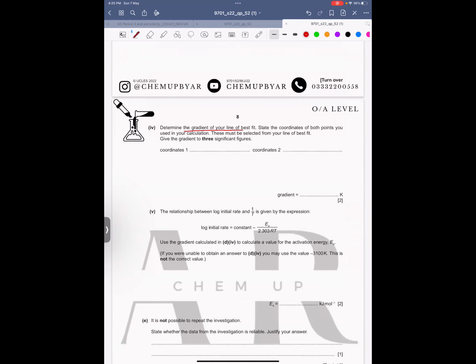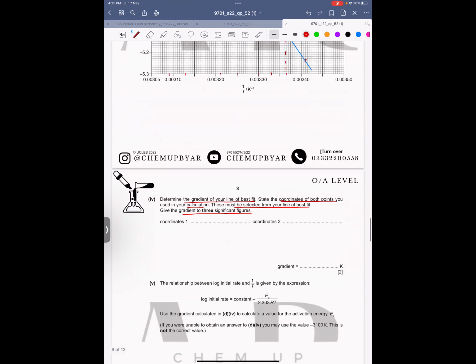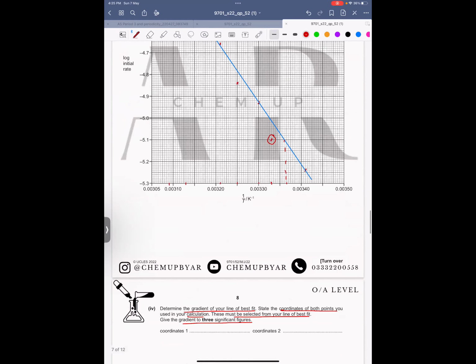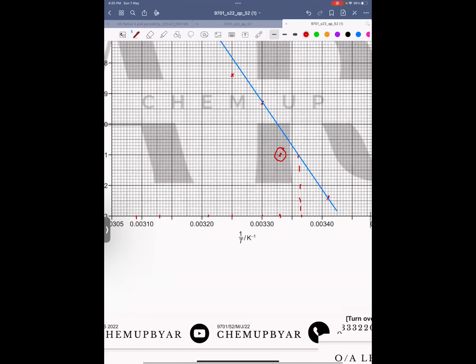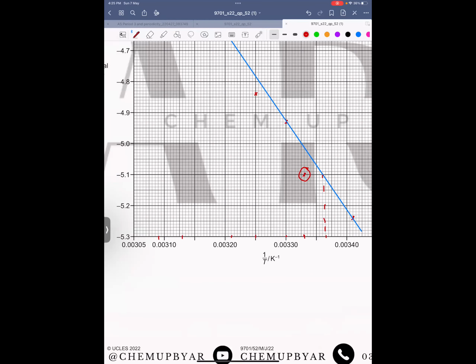Now, determine the gradient of your line of best fit. State the coordinates of both points you used in your calculation. These must be selected from your line of best fit. Give the gradient to 3 significant figures. Okay, let's find the gradient. We can use this point, that is 0.493 and 0.00330.